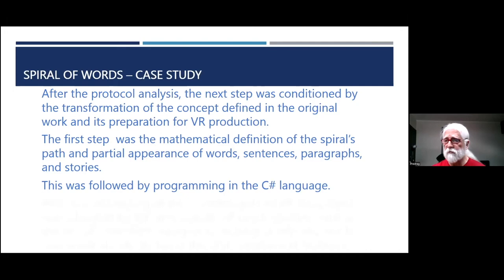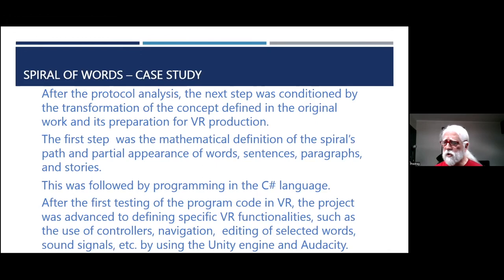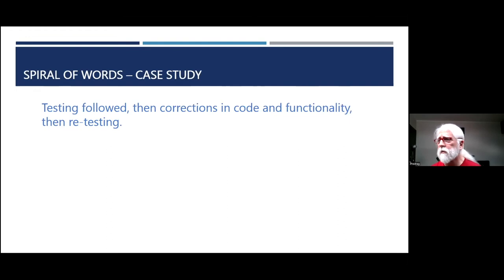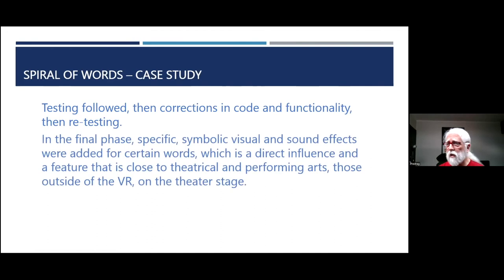After the first testing of the programming code in VR, the project advanced to definition of specific VR functionalities, such as the use of controllers, navigation, editing of selected words, sound signals, etc., by using the Unity engine and Audacity for sound effects. Testing followed, then corrections in code and functionality, then retesting. In the final phase, specific symbolic visual and sound effects were added for certain words, which is a direct influence and feature that is close to theatrical and performing arts outside of VR, on the theater stage.